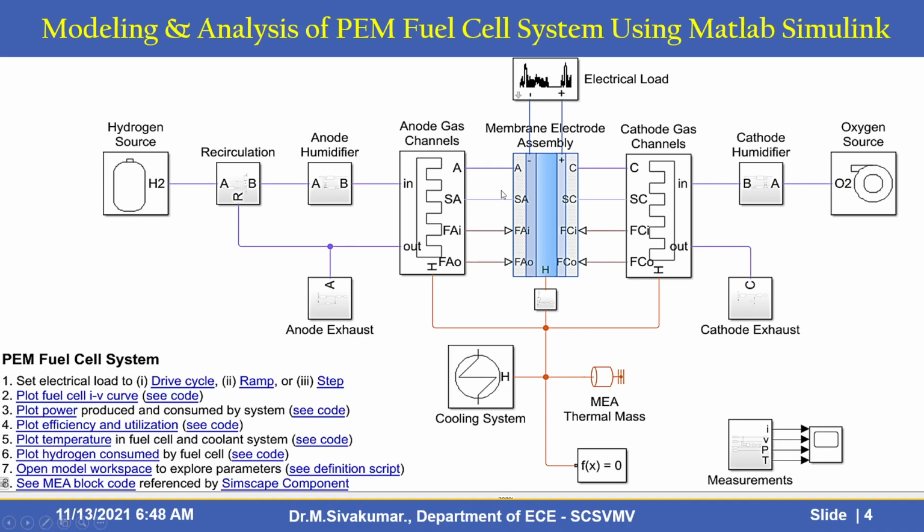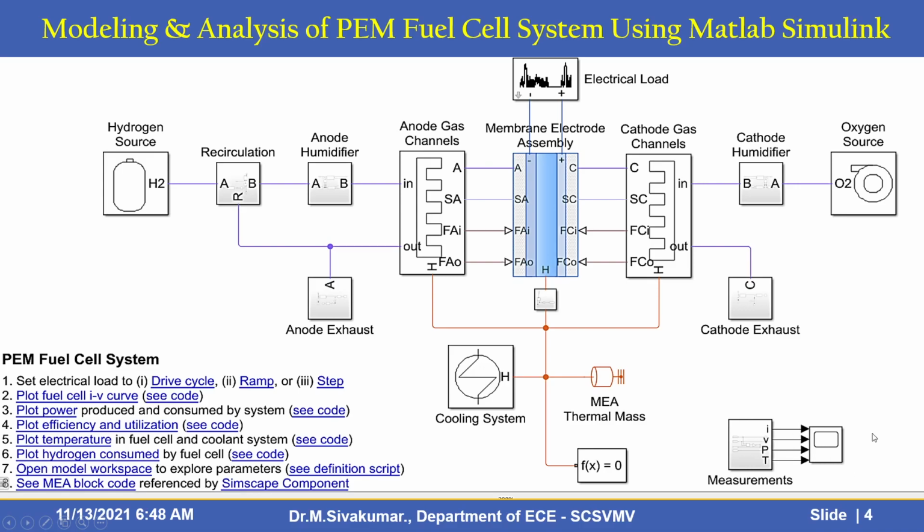Then the important block referenced by the Simscape component is the MEA block code. Each and every block we are going to see. First, hydrogen source and recirculation unit, anode humidifier and anode gas channels. Then oxygen source, cathode humidifier and cathode gas channels. Here is your electrical load, one heat dissipation unit and cooling system with the anode and cathode exhaust. Finally, a measurement system measures the current, voltage, power and temperature by this scope.